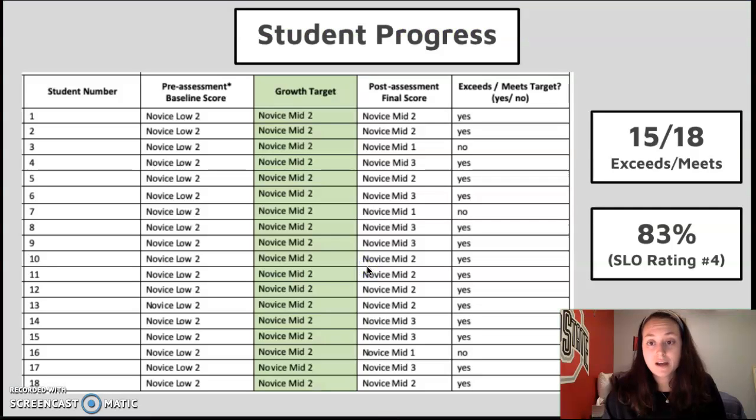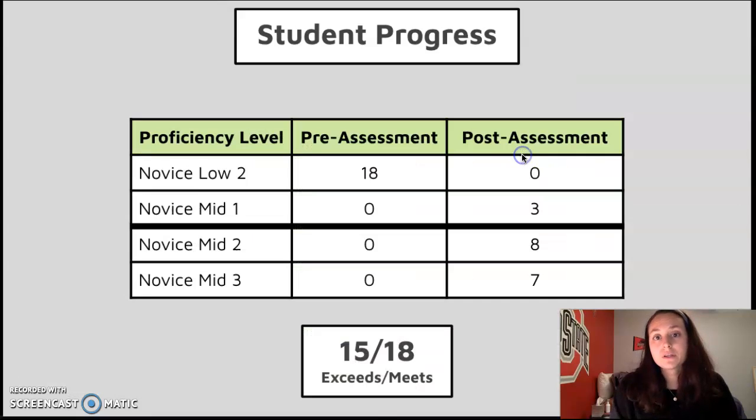So here was the data about student progress, from pre-assessment through post. As observed in this table, 15 out of 18 learners met the growth target, thus performing at Novice Mid 2 or higher. In total, this would be that 83% of students met the growth target, and in terms of SLO ratings, this would classify as a number 4 or above average growth.